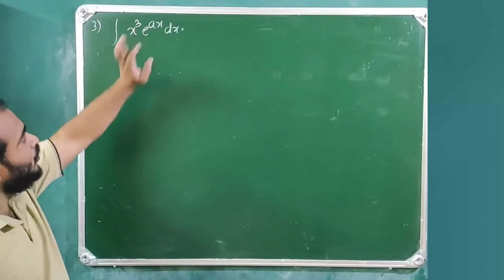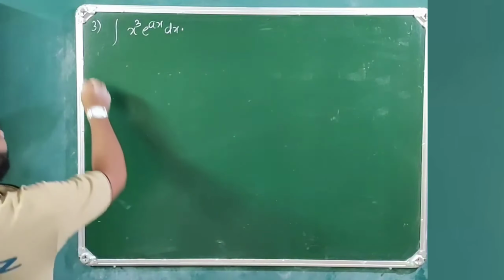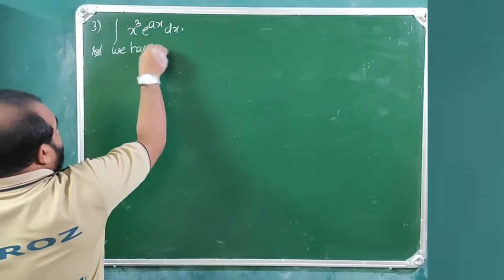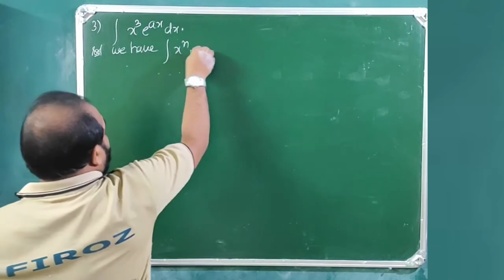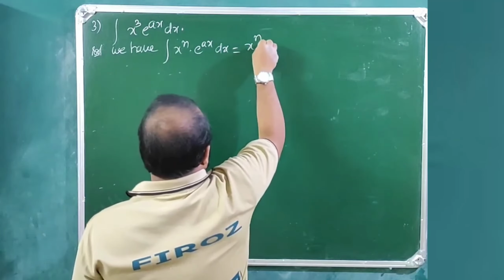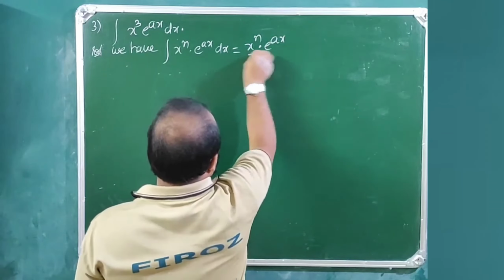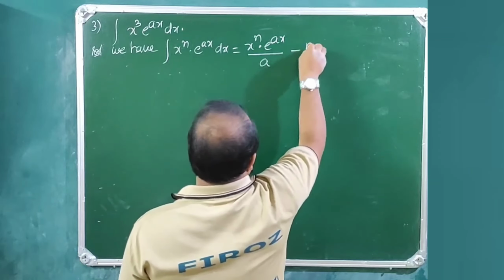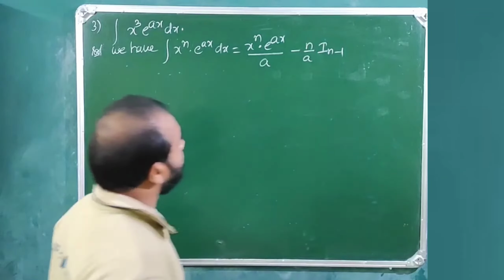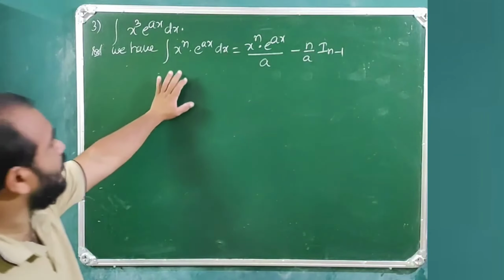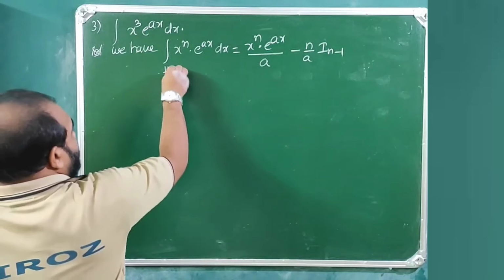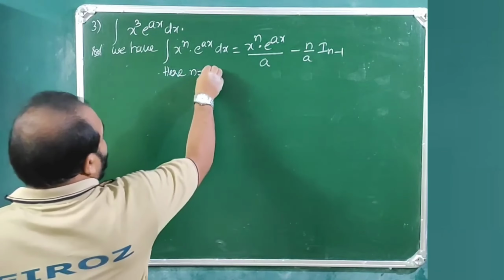Integral x cube into e power x dx. So we have integral x power n into e power ax dx is equals to x power n into e power ax by a minus n by a I n minus 1. So this is the reduction formula for x power n into e power ax dx. Here n is equals to 3.